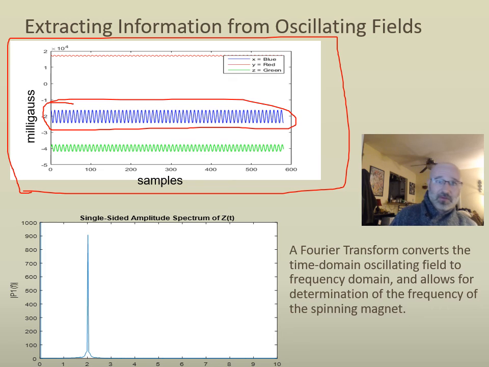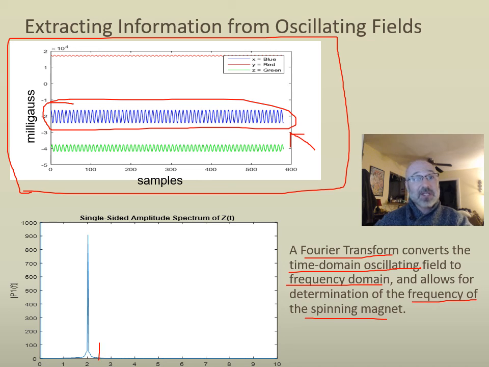Well, we want to know what the frequency of that is, so we use a fast Fourier transform. The Fourier transform converts the time domain oscillating field that we're seeing up here to the frequency domain and allows for the determination of the frequency of the spinning magnet. So our spinning magnet, we can see here, therefore it's rotating at 2 Hertz. So we've done that FFT, so this information here now pops up as just one frequency peak.